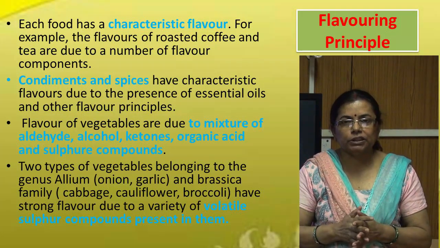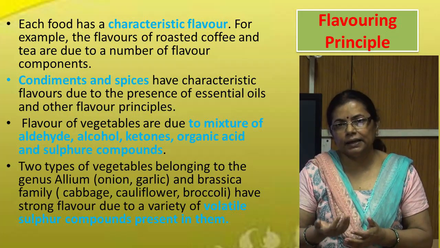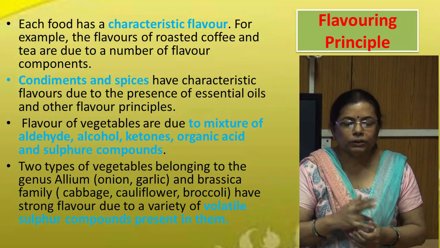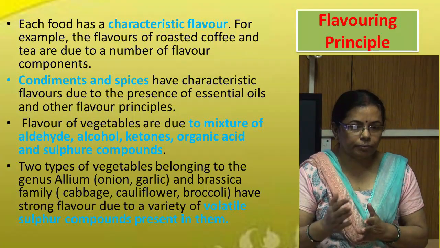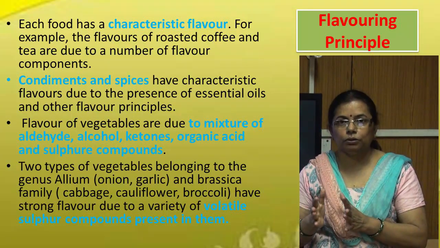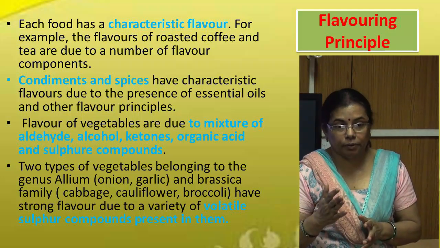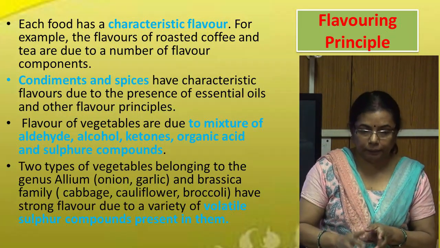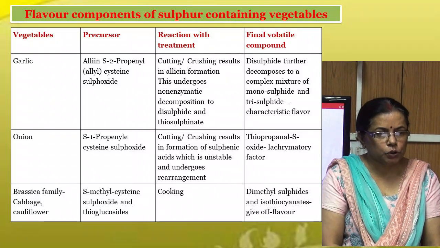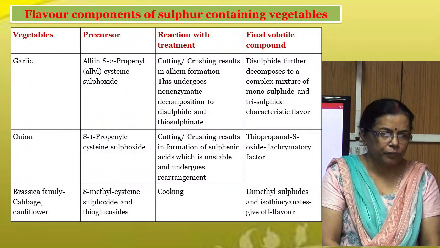The flavor of vegetables is due to a mixture of aldehydes, ketones, organic acids and sulfur compounds. Two types of vegetables have a strong flavor. One belongs to the family Allium and another belongs to the Brassica family. They have strong flavor due to a variety of volatile sulfur compounds present in them. This table shows flavor components of sulfur containing vegetables.